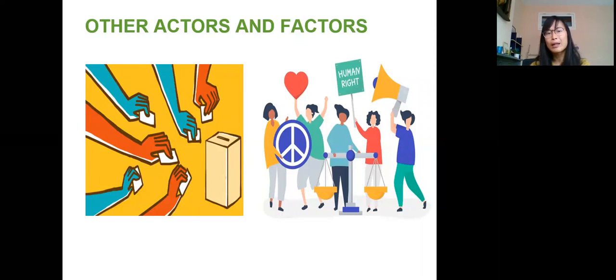It can also be, for instance, the pandemic of COVID-19, where some priorities might shift, leading to different results or different types of work that we can do. So these are just examples of many different actors and factors that are at play in the social world.